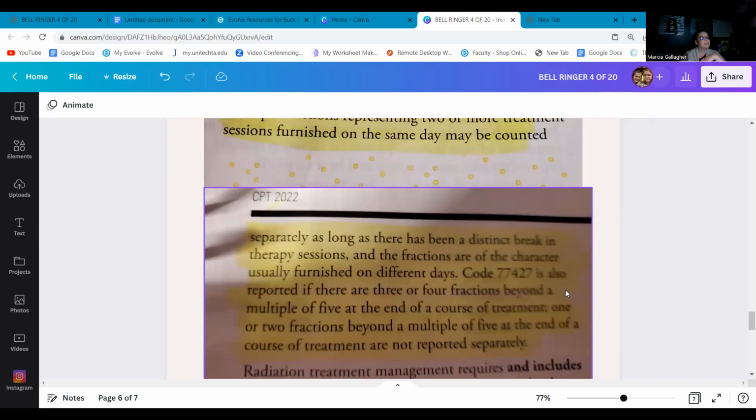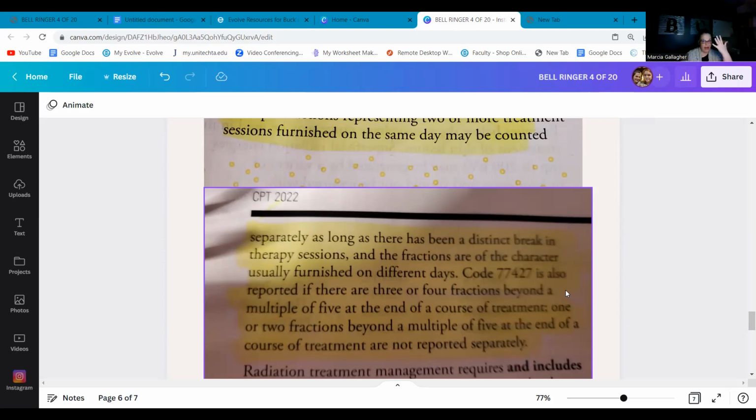Multiple fractions representing 2 or more treatment sessions furnished on the same day may be counted separately, as long as there has been a distinct break in therapy sessions, and the fractions are of the character usually furnished on different days. See, code 77427 is also reported if there are 3 or 4 fractions beyond a multiple of 5 at the end of the course of treatment. 1 or 2 fractions beyond a multiple of 5 at the end of a course of treatment are not reported separately. So what does that mean?